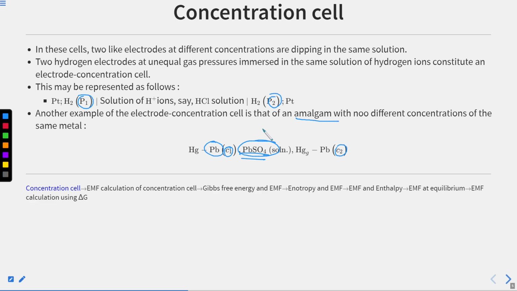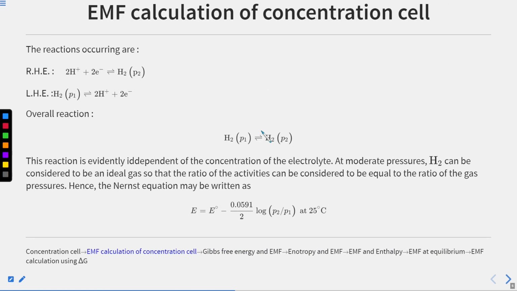So here also the concentration of our compartment is not changing, meaning the salt concentration is the same. What we are changing is the electrode concentration, by taking amalgam in this case, and in the previous case we were using platinum electrode along with hydrogen at different pressure. So this was our concentration cell. Now if I want to calculate its EMF, how will I do it? So let us see the EMF calculation.